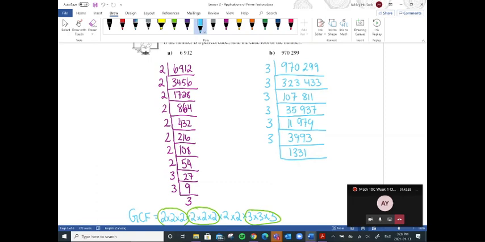So you want to try your other prime numbers. So 7 won't work. I think 11 works. So 1331 divided by 11 is 121. And 121 is definitely divisible by 11 again, because that's a perfect square. And it gives me 11.